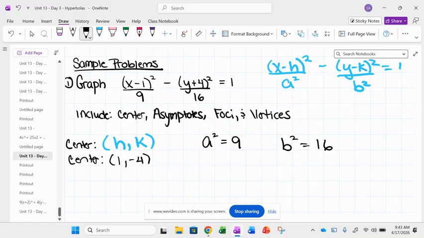What determines what kind of hyperbola it is is which one is positive. If x is positive, it's horizontal. If y is positive, then it's vertical. But it doesn't necessarily mean that a has to be bigger than b. A is just always under whatever is positive. Are we okay with that? Because I know that's easy to mix up with the ellipse. All right, since a squared is 9, do we all agree a is 3 and b is 4?